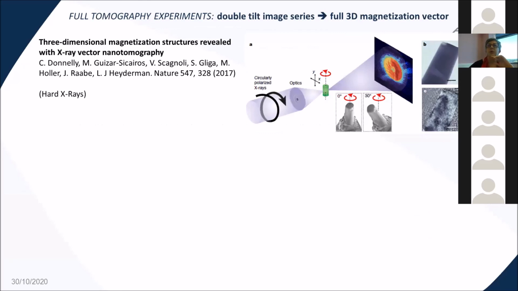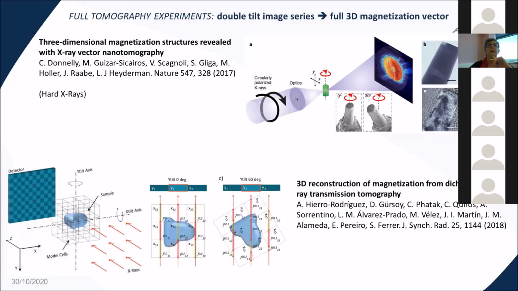Then going on to full tomography experiments. For a full tomographic reconstruction, one needs to rotate around two axes for the full 3D. It was first done at the Swiss Light Source with hard X-rays and 100 nanometer resolution, and is now done also at ALBA with around 50 nanometer resolution with soft X-rays.